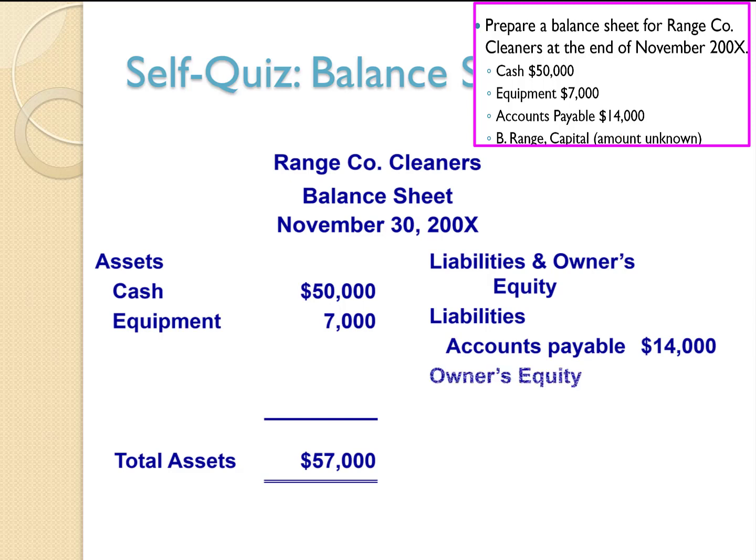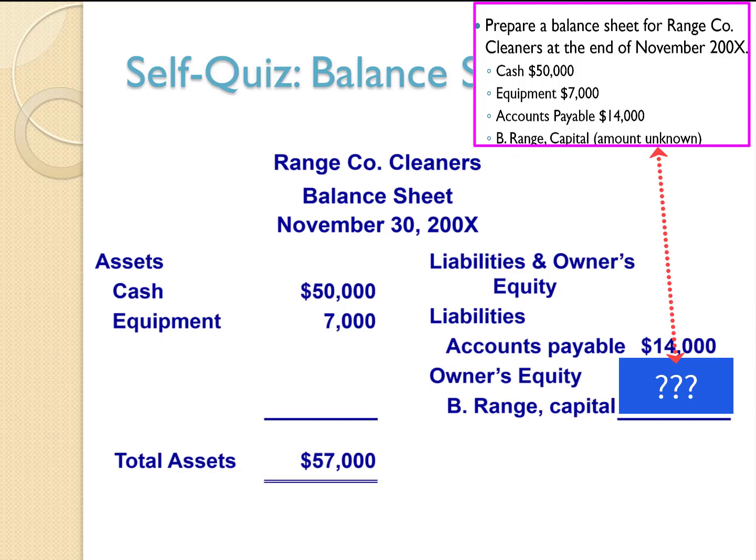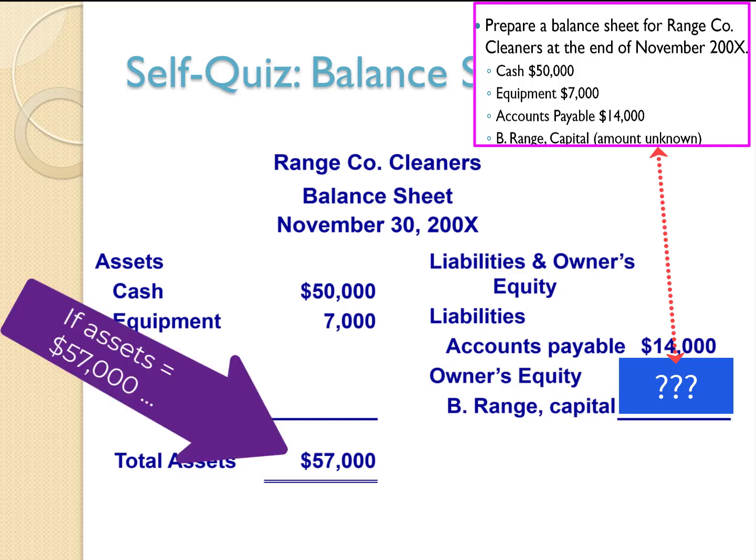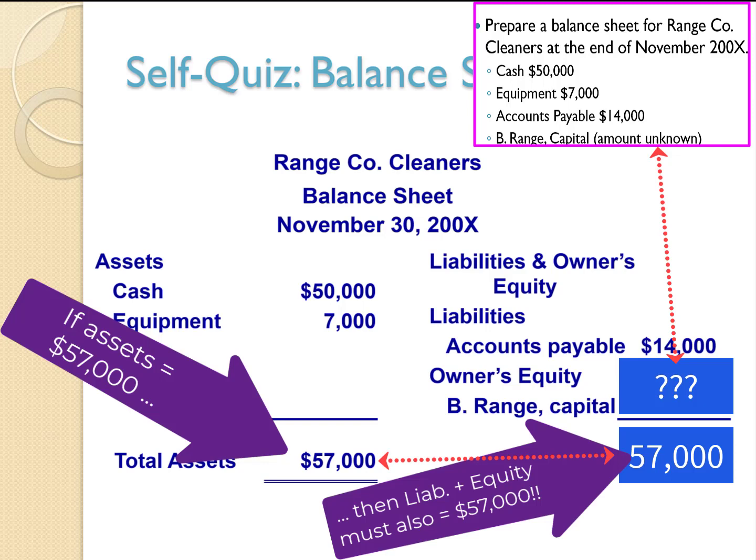And then we have to list our equity. And what's the name of the equity account? B Range, Capital. Now remember, I did not give you this capital amount. However, can't we figure this out? If assets are $57,000 and liabilities and owner's equity also has to be $57,000, can't we just go ahead and calculate the amount of capital to make the balance sheet balance? Yes, we can.